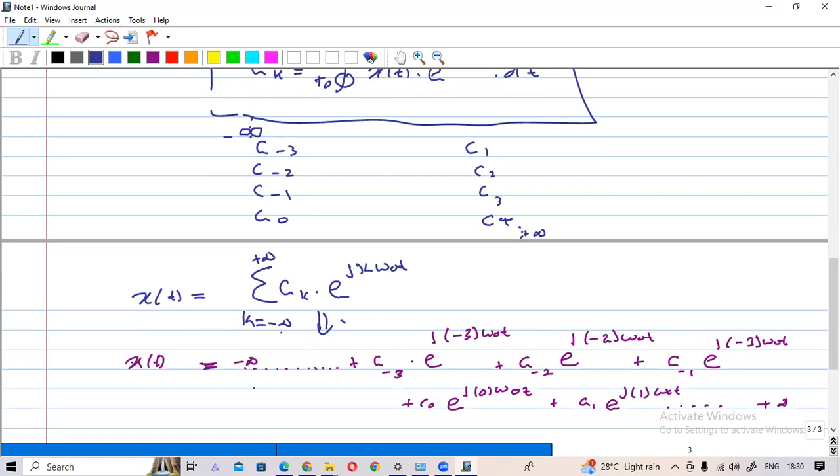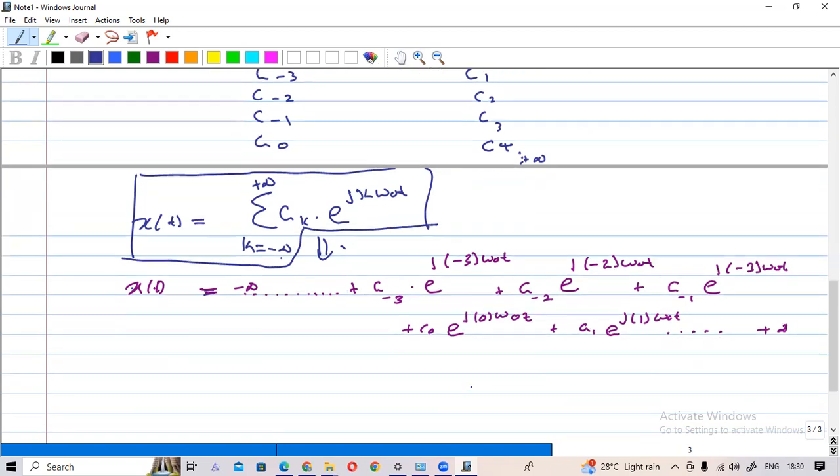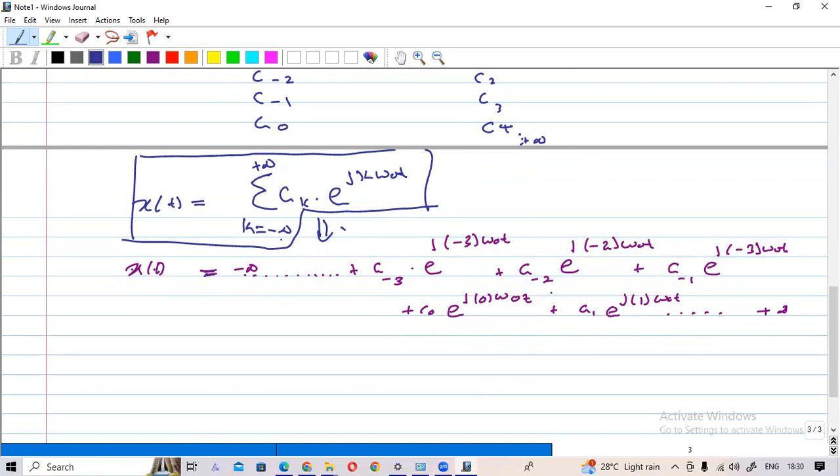Okay? So if we expand this expression, we will get this kind of way. Okay? So this is as a collection of complex exponential terms. Okay. So this is the idea of the continuous time Fourier series representation.